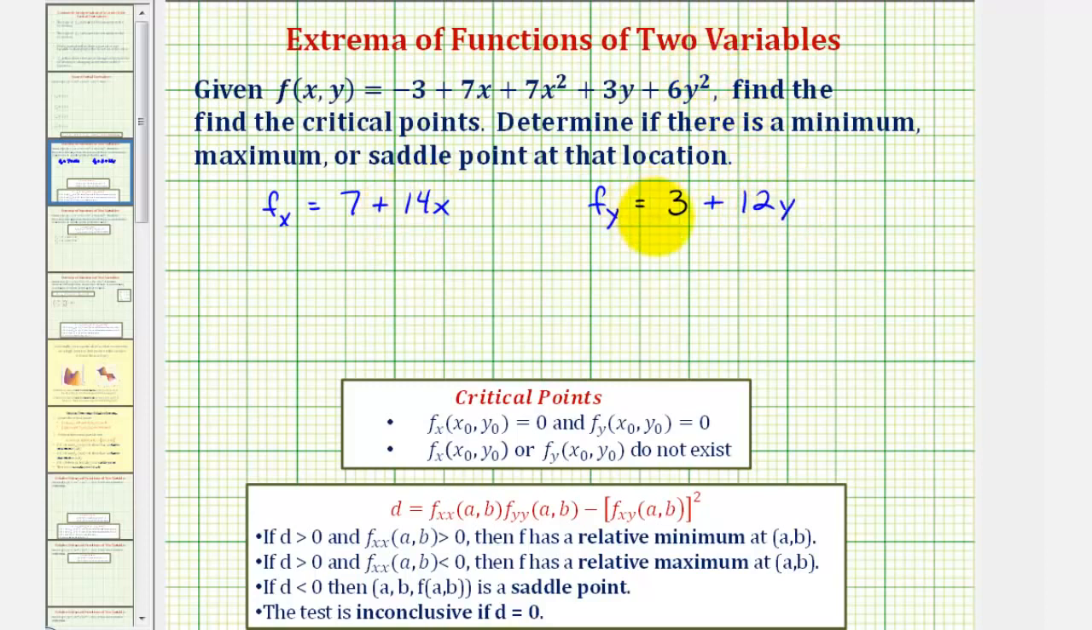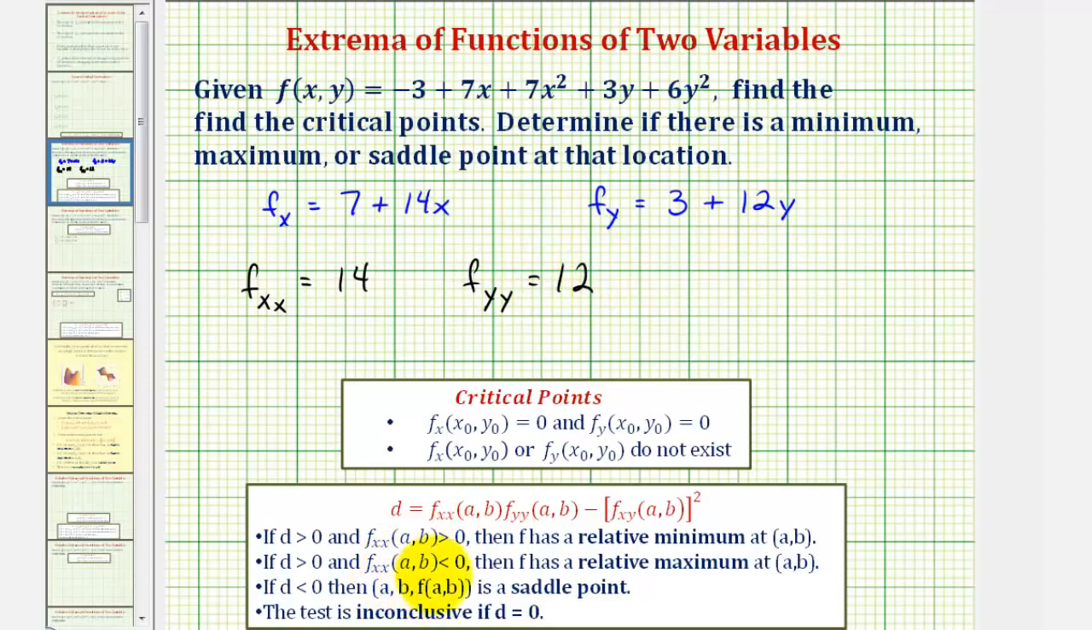And while we're here, let's go ahead and find the second order partial derivatives because we'll need those later. So to find the second order partial derivative with respect to x, we would differentiate f with respect to x twice, or differentiate this partial derivative with respect to x again, which would just give us 14. And then for the second partial with respect to y, we would differentiate f with respect to y twice, treating x as a constant, or just differentiate this partial derivative with respect to y again, which would just be 12.